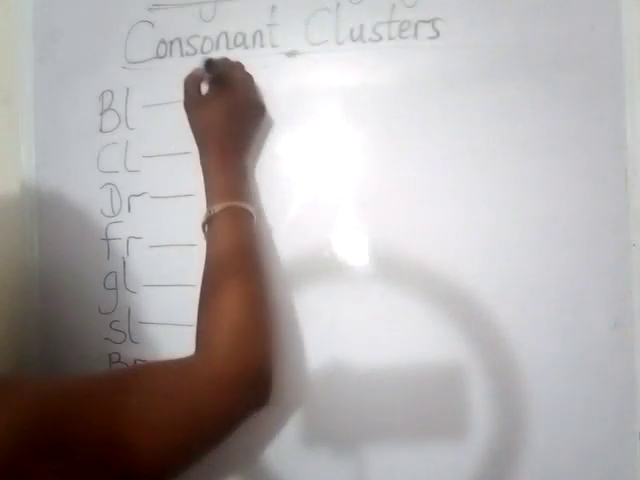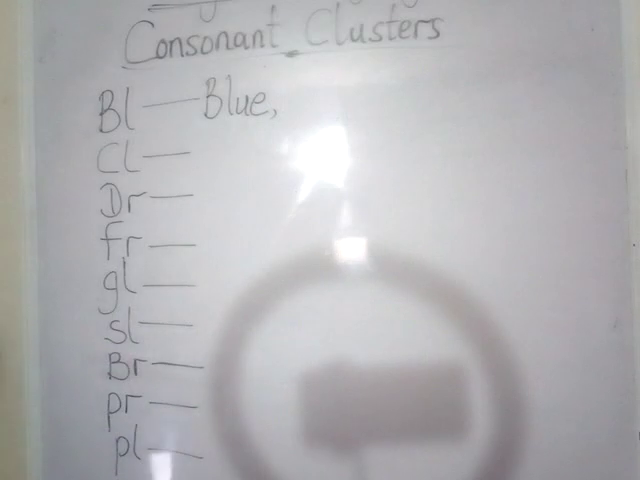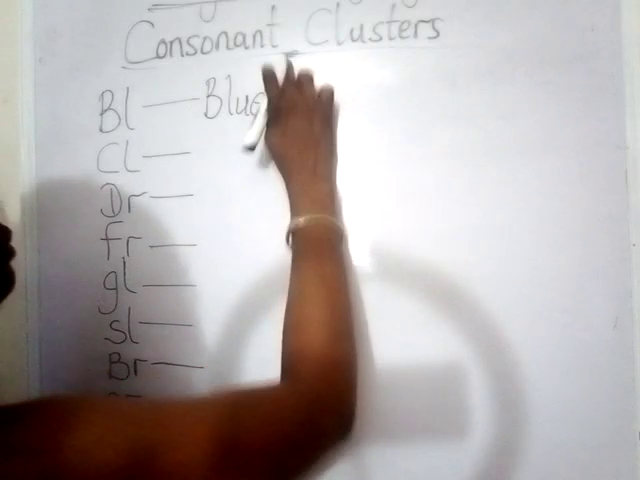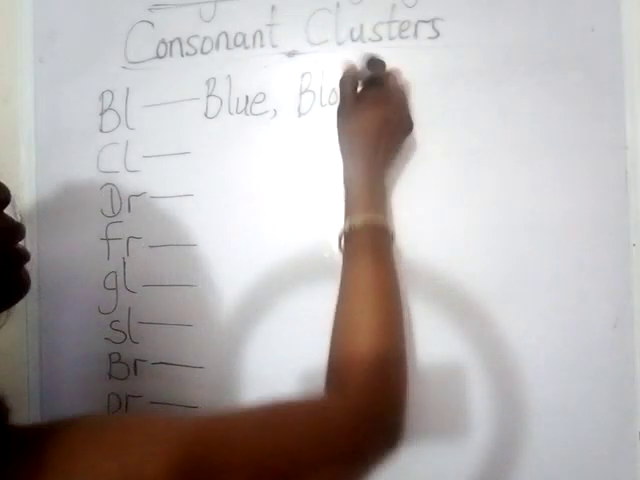So right now we're going to list out some words where they occur, where you can find these consonant clusters. So the first one we have here, bl, bl. We have that color, blue. And we have the word blow, like when you blow the air or you blow your balloon.